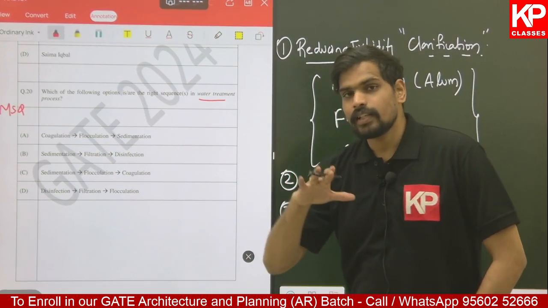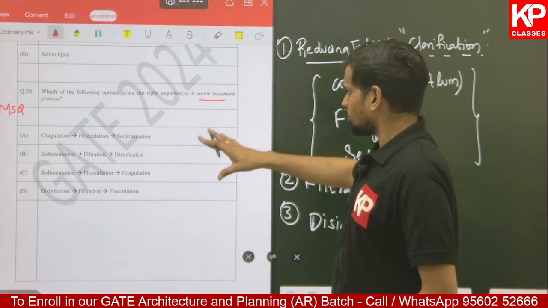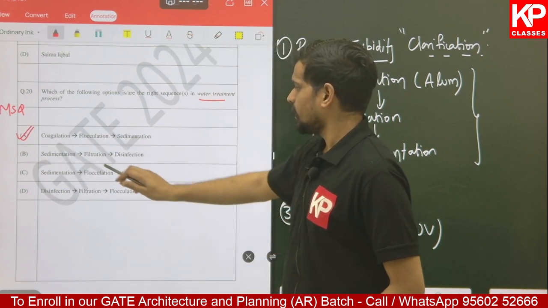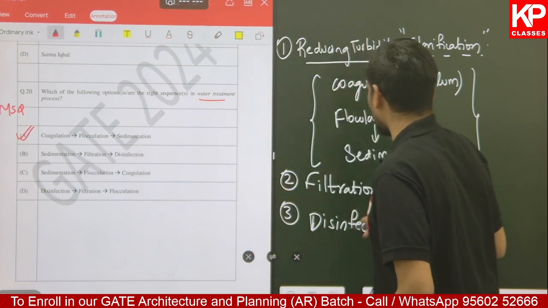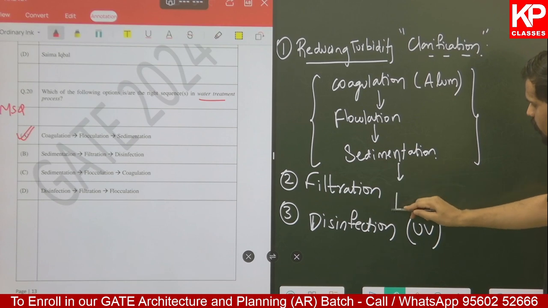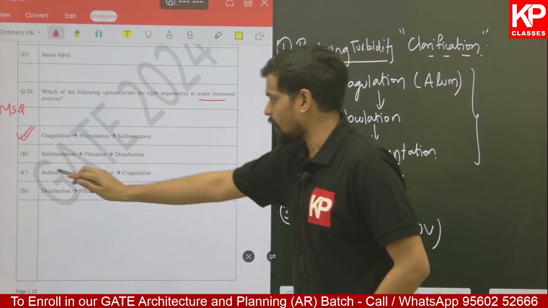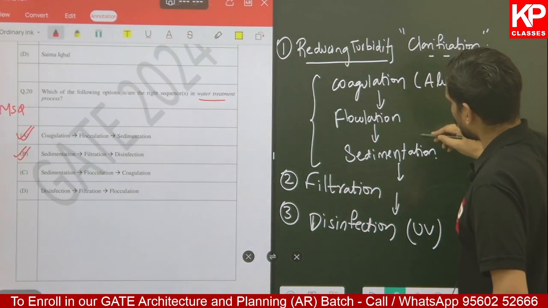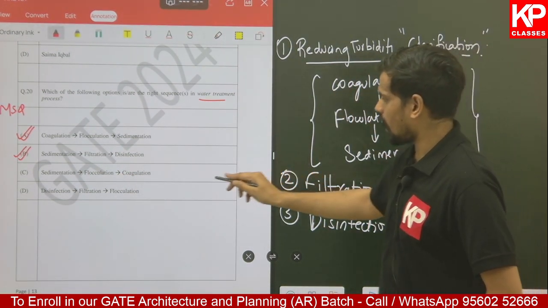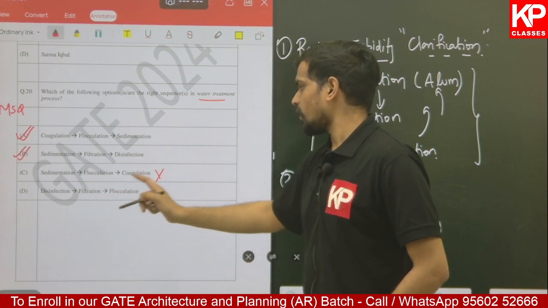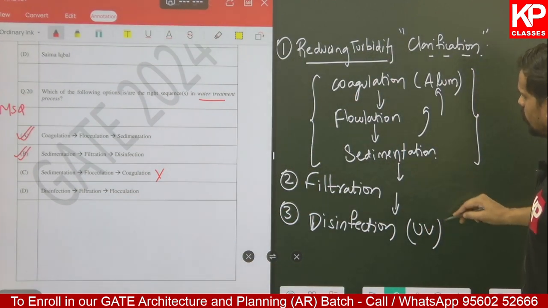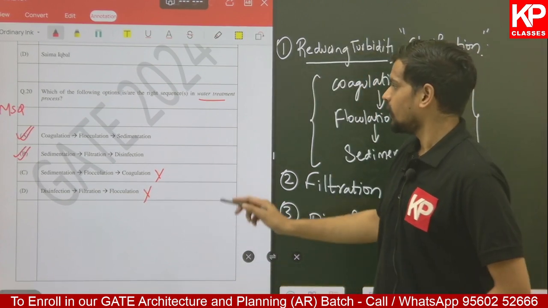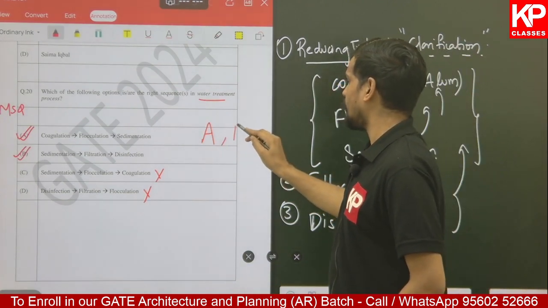So we are still in the 1 mark questions. The correct sequence: coagulation, flocculation, sedimentation. A will be correct. Sedimentation, filtration, disinfection. That also is a correct sequence, like we just discussed. Sedimentation, flocculation, coagulation. They are talking about a reverse direction, so that is not correct. Disinfection, filtration, flocculation also is in the reverse direction, so that also is not correct. So the correct answer for this will be A and also B.